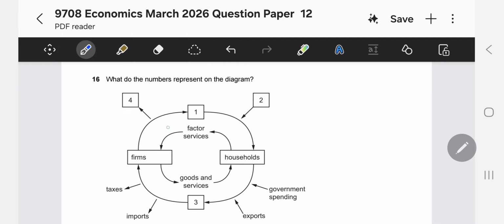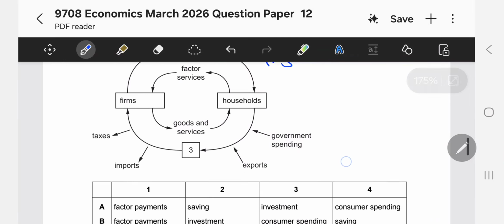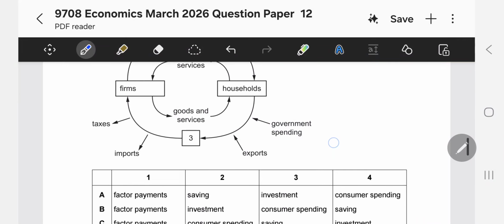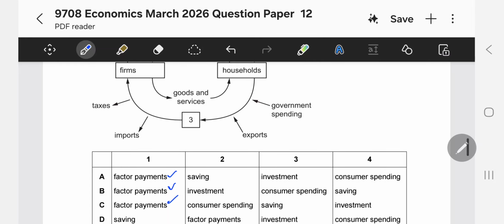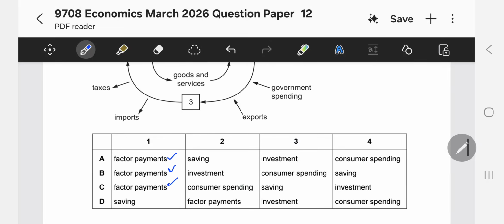Numbers 1, 2, 3, 4. 2 is probably an injection, that one is for sure. This is probably a leakage, or another name is withdrawal. 1 should be factor payments, and 3 should be payment for goods and services. Sometimes they can be called another name, but that's more like it. Let's look at 1. I said 1 should be factor payments, so this one is true. 2 will be an injection, so this is the right one, and the other options are wrong.